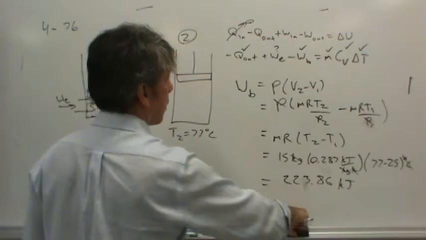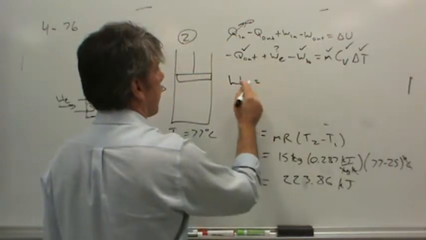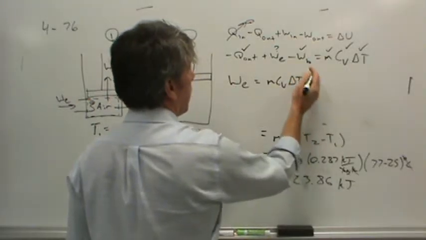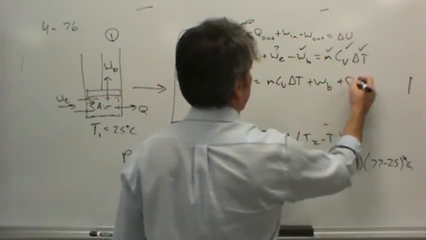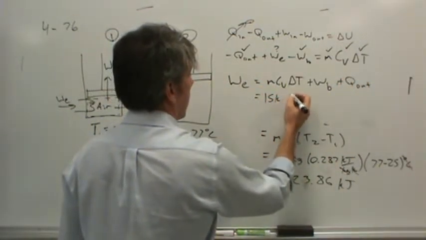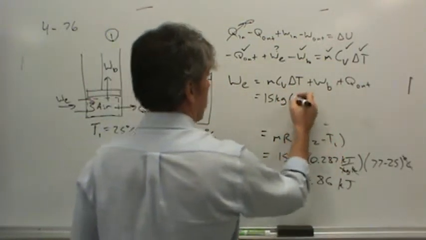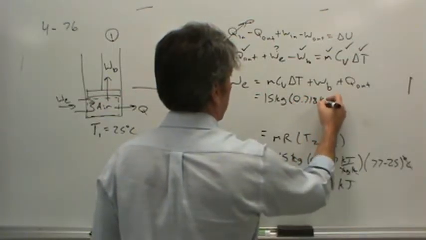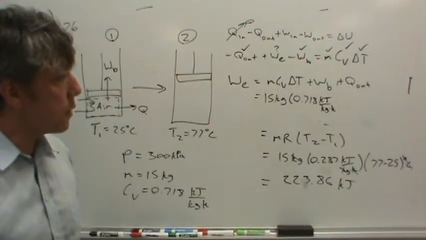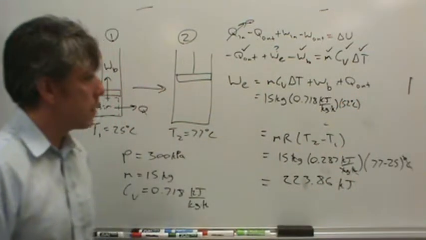Now that we've got the boundary work, we can rearrange and solve for the electrical work required, or the electrical energy required. That would be mCV delta T plus the boundary work we've calculated plus Q out. So the mass in the system again, 15 kilograms. Heat capacity at constant volume, 0.718 kilojoules per kilogram per Kelvin. Delta T, we can do that in our heads, right? That's 52 degrees Celsius.